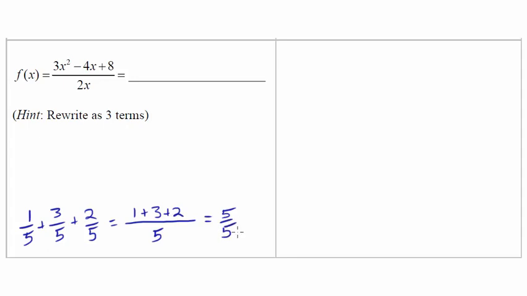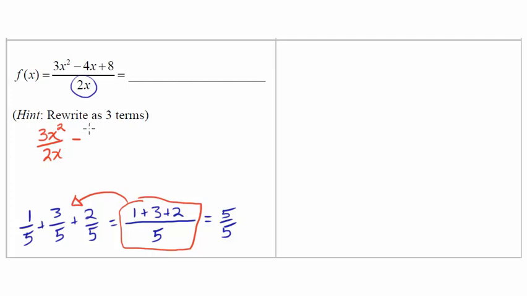All right, now what we want to do here is go backwards. I already have that common denominator of 2x. So what I'm going to do, instead, I'm going to go from this piece right here, I'm going to go back to there. So I'm going to first rewrite this as 3x squared over 2x minus 4x over 2x plus 8 over 2x.